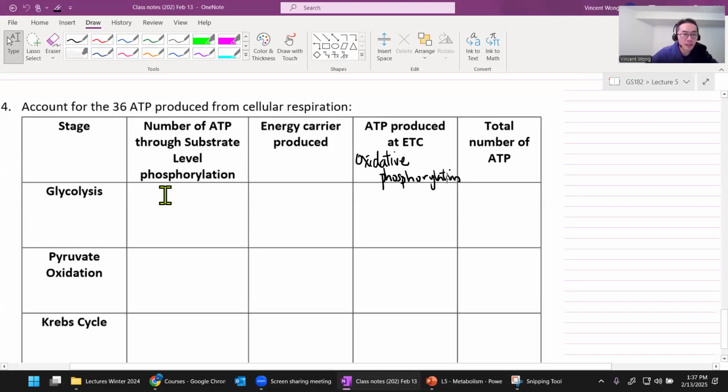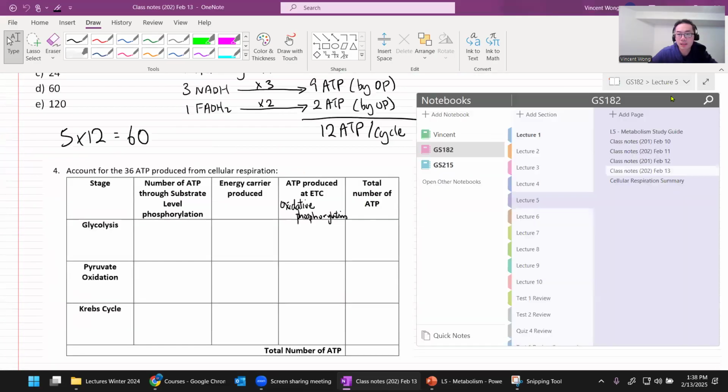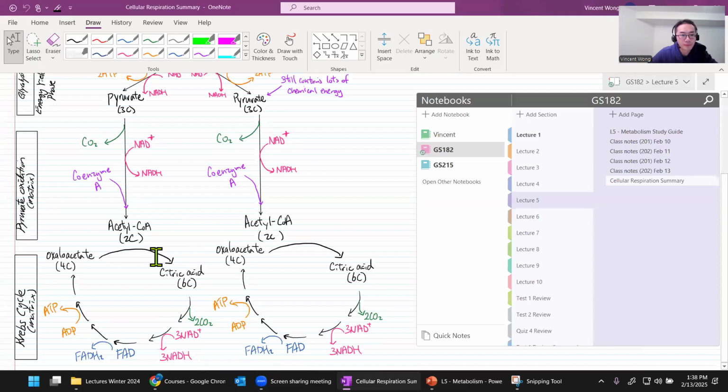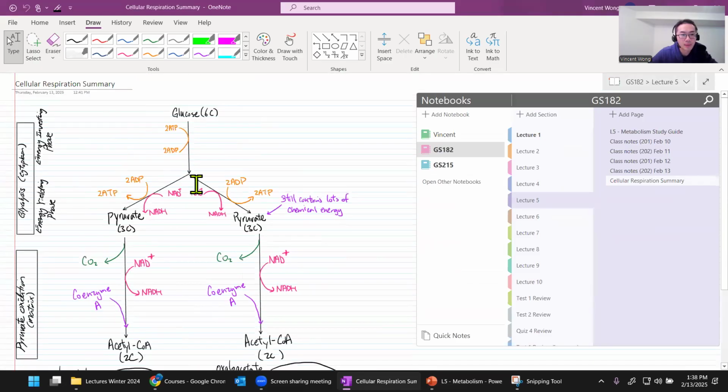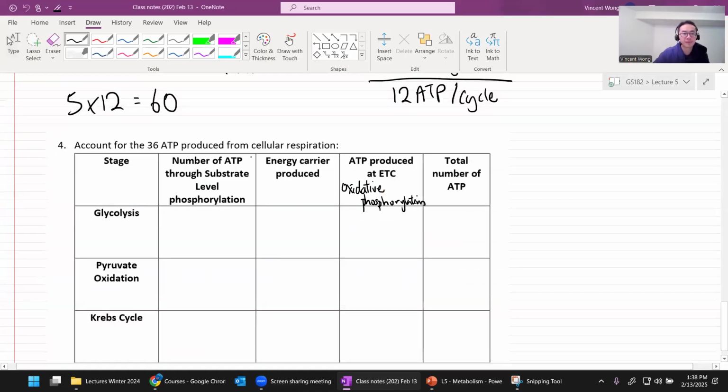Two is correct. Thank you, Manita. Which is right here. Where is it? There it is. 2 ATP. Right? It's 4, but then remember we invested 2. So, the net is 2 ATP right here. So we're going to put 2 ATP by substrate level phosphorylation.